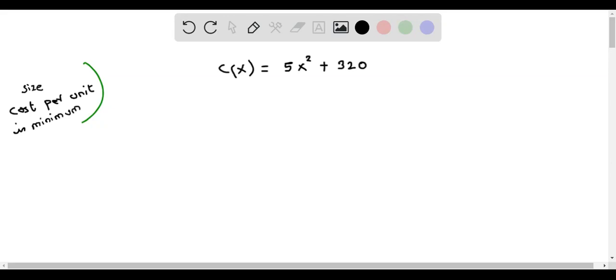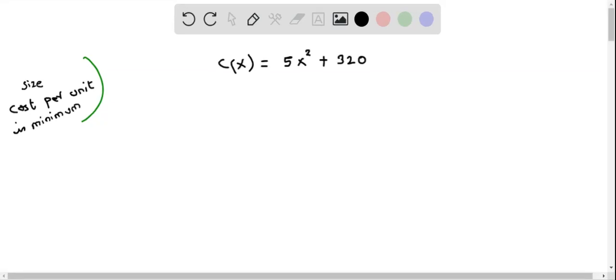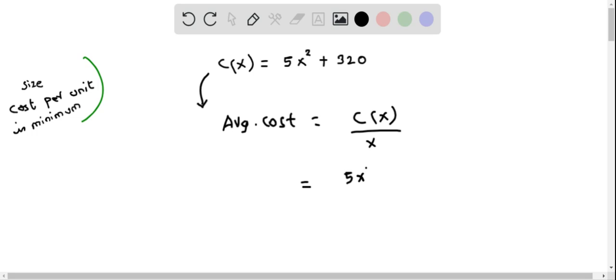Here we determine the order size so that cost per unit is minimum. So first we have to determine the average cost using this cost function. The average cost is given by this formula, and this equals this cost divided by x. So let's determine this average cost. And so this equals 5x squared plus 320 divided by x.